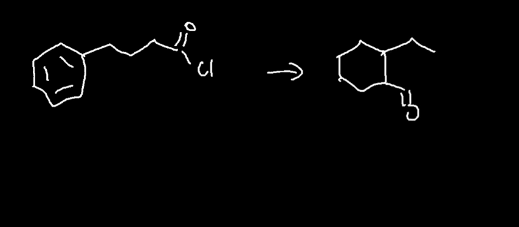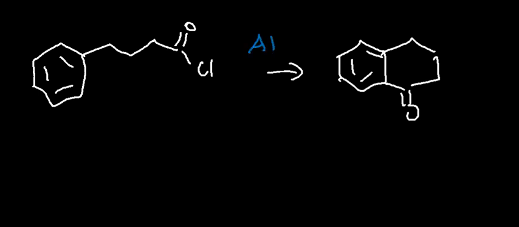So now let's go over mechanism problems. Let's say you have a test, and you're given this reactant. How can you propose a mechanism for the formation of this compound? How would you do it? So hopefully you have reviewed the mechanism for the Friedel-Crafts acylation reaction.